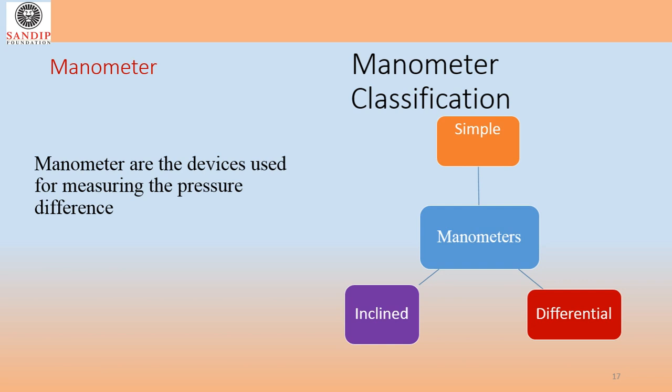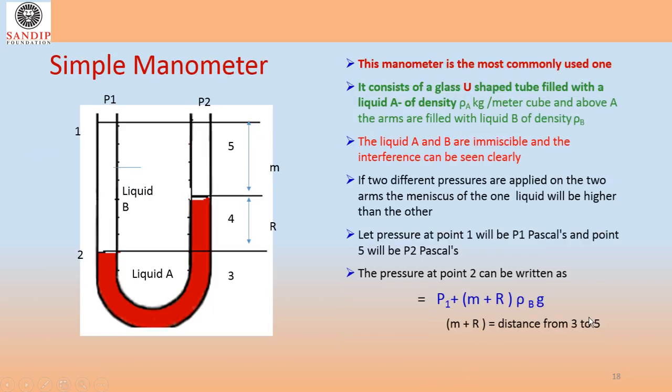This manometer is classified as simple manometer, inclined manometer, as well as the differential manometer. Let us start with the simple manometer. This is the commonly used manometer, and as shown in the diagrammatic presentation, it consists of a glass U-shaped tube, which is filled with liquid A, which has the density rho A, and above the A arm, it is filled with liquid B with density rho B.